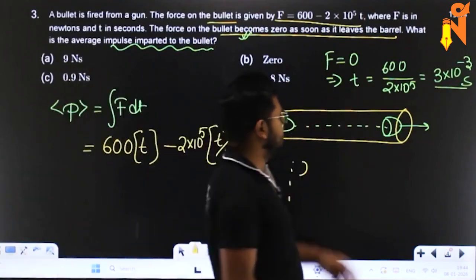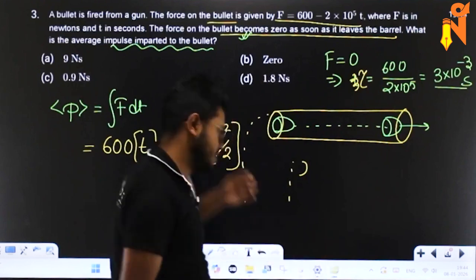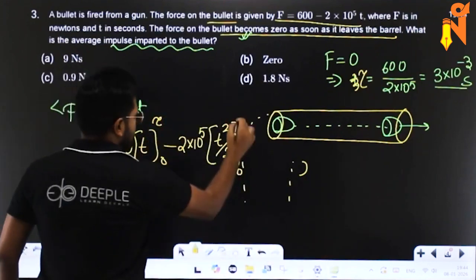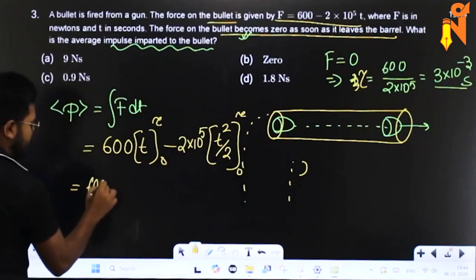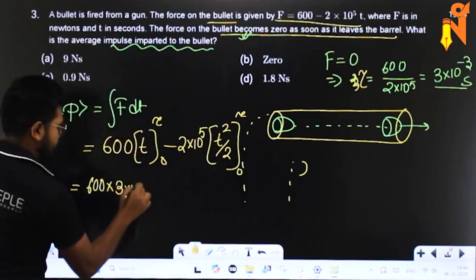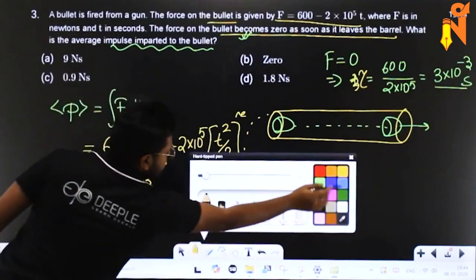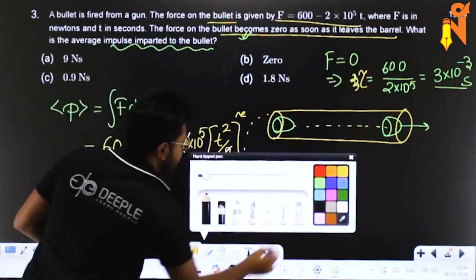Now what is the limit? Let's say this time is t, or rather some specific tau. Let's say it's tau, it's a special time. So the time limit will be 0 to tau. Let's put the limit very quickly. So 600 into t is 3 into 10 to the minus 3, minus this 2, and this 2 I can cancel out actually.